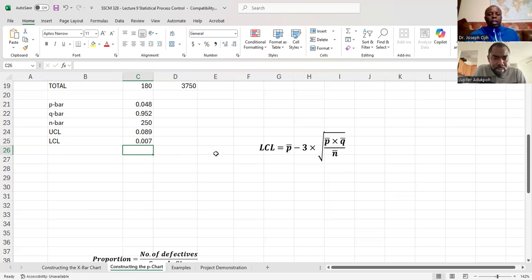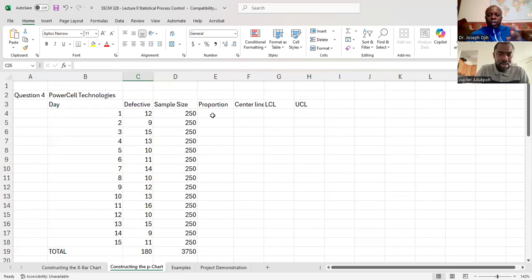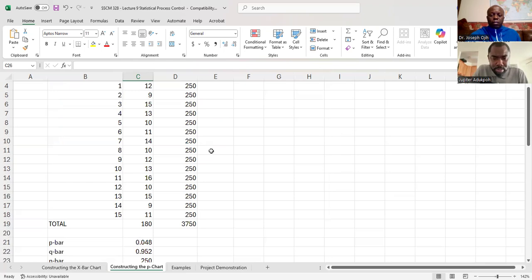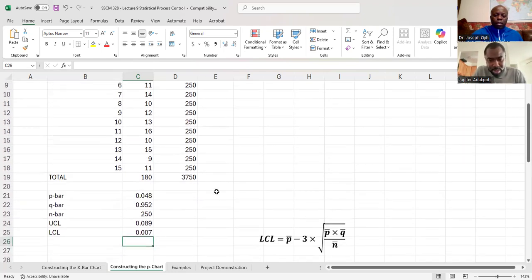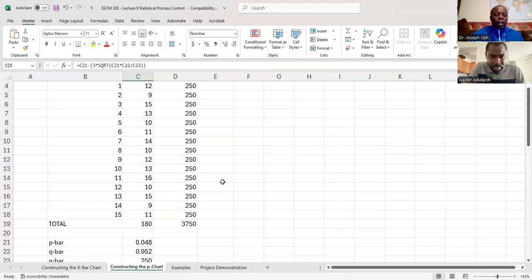Now with this, you have the upper control limit and lower control limit. Let's get the proportion now. I have a question. Yes, sir. If all of a sudden you have 2 decimal places, do you go to insert and make it 3 decimal places? Just highlight that place and click on the top. You can see this, increase decimal.